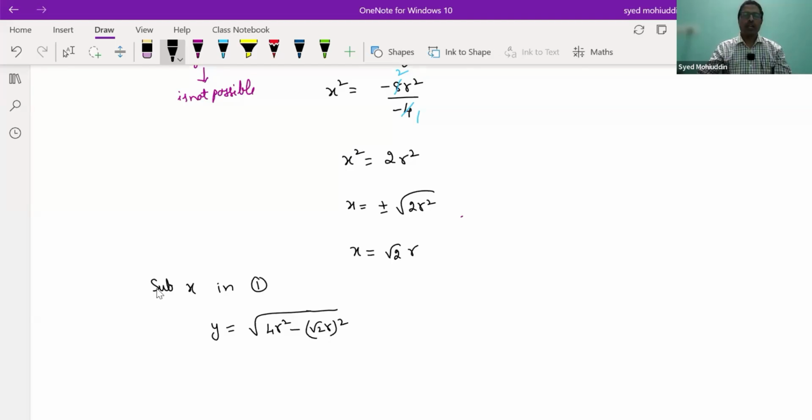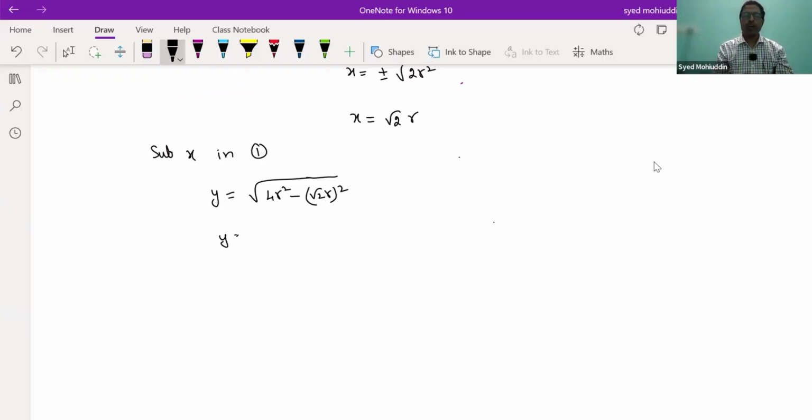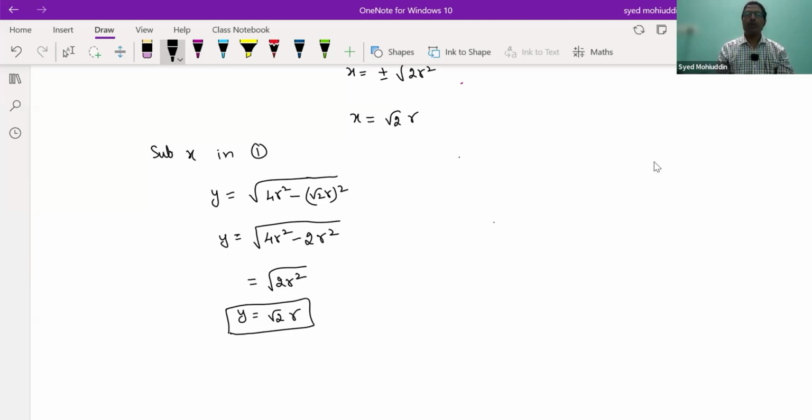Substitute x in equation number 1. Substitute this value back over here, y will be equal to 4r square minus root, this root and square will get cancelled, just giving us 2 there. And this is r square. So hence we have 4r square minus 2r square, which will be 2r square under root. Or y will be equal to root 2 times this r square, the square and root will get cancelled, just giving us r. So the value of y will be root 2 r.